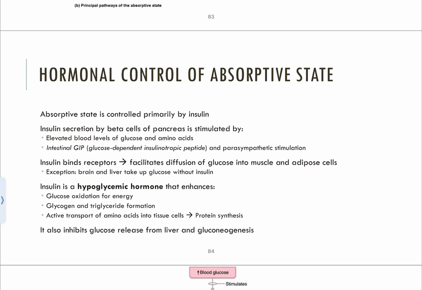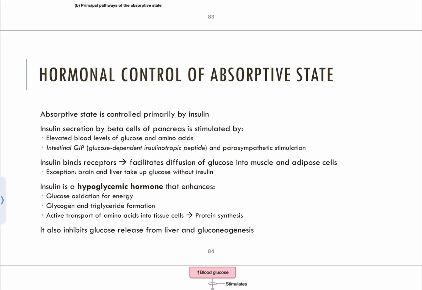Okay, when we're talking about hormonal control of the absorptive state, insulin is really going to direct all of the events of our absorptive state. So right after we eat a meal or begin eating, our blood glucose levels and our amino acid levels are going to increase. And the increase in our glucose and amino acids are going to stimulate those beta cells of our pancreatic islets to secrete more insulin. We also have a GI tract hormone called glucose-dependent insulinotropic peptide, or GIP, and we have parasympathetic stimulation to also help promote the release of insulin.